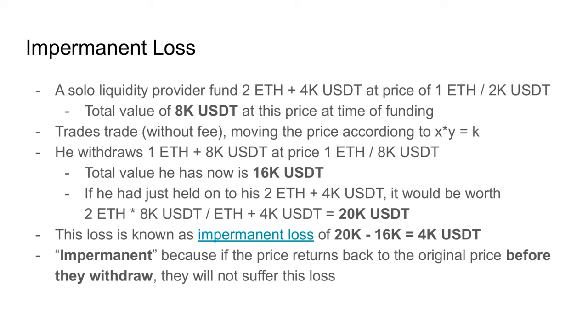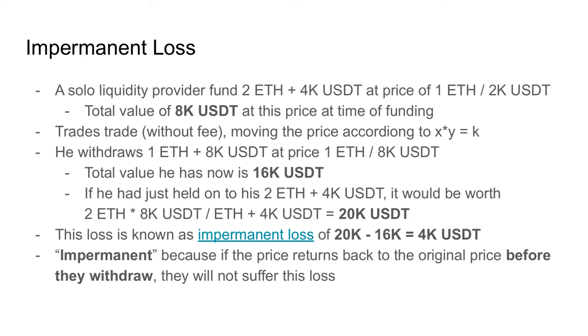What that is is illustrated with this example, where let's say initially I deposit 2 ETH and 4K USDT. So the value of the assets I deposited is 8K USDT. Then let's say some trading happens, and let's say the fees are negligible first, right? Then if the price of ETH changed after a while, say the price doubled, then if I calculate the total amount of value I have, it is 16K USDT.